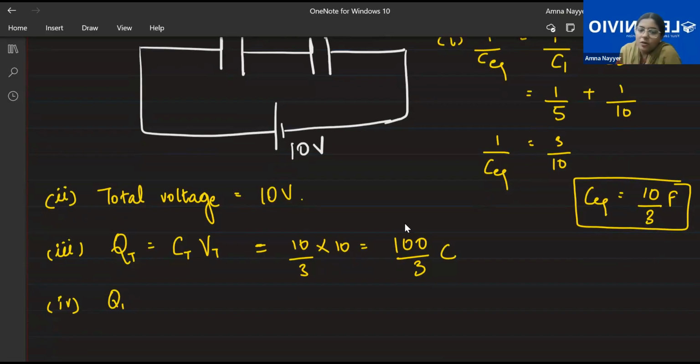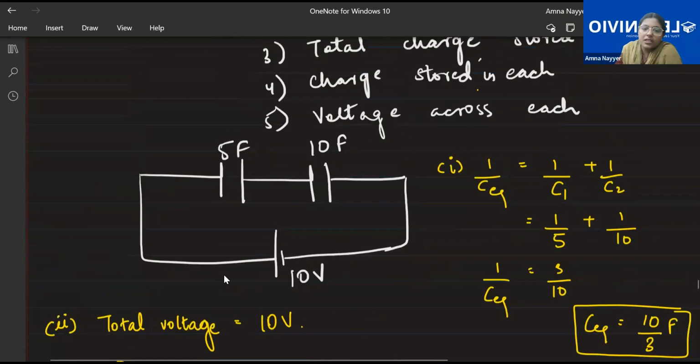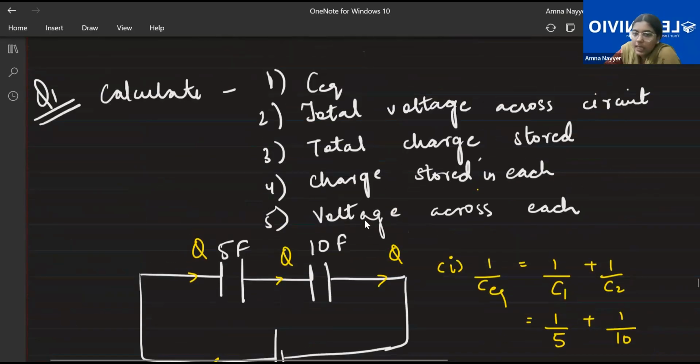See, in series combination, your charges remain the same. So Q1 will equal Q2, whatever is Q equivalent. All the charges will be the same. That's what we studied. This will still be 100 by 3 coulomb only. Whatever charge is coming here, it will be Q across this also, Q across this also. Got it?